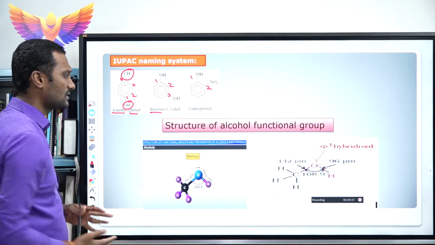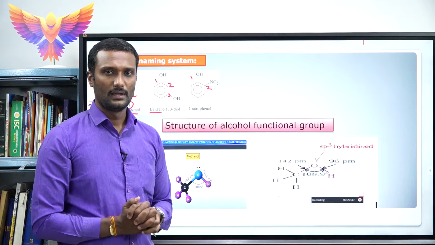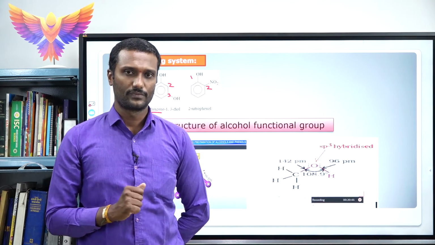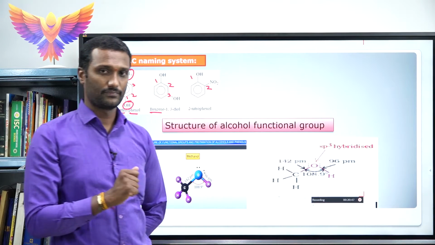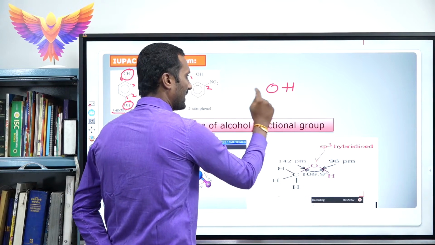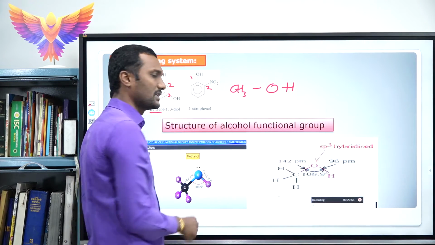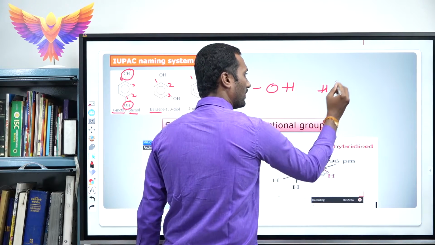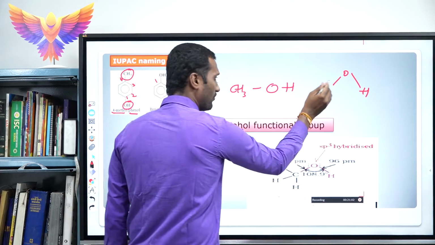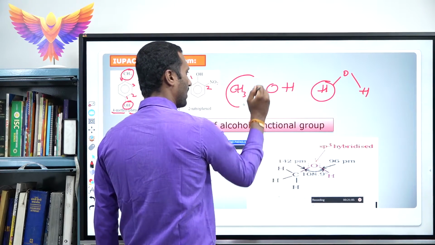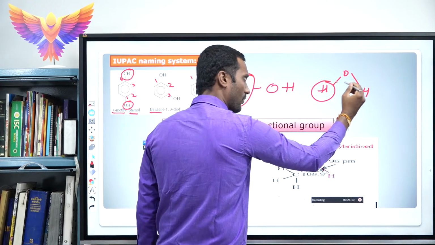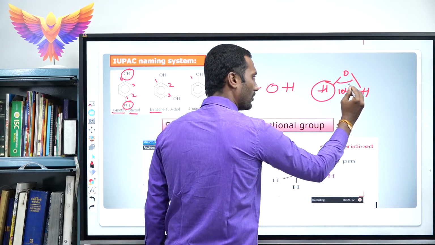Again we'll study the structure of alcohol. What is the functional group of alcohol? We know it is the OH group. So the OH group is attached to the methyl group. I am writing here, the OH group is attached to the methyl group. Suppose you take water, H2O; in the place of one hydrogen we have replaced it with an alkyl group, but the bond angle of water is almost 104.5 degrees, right?